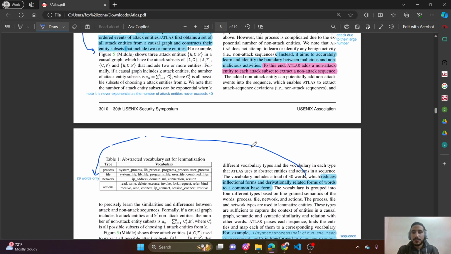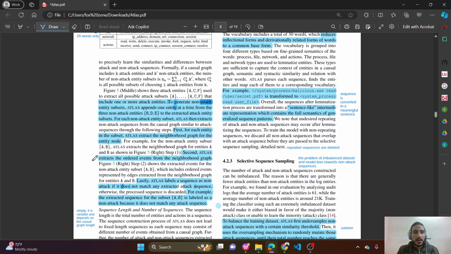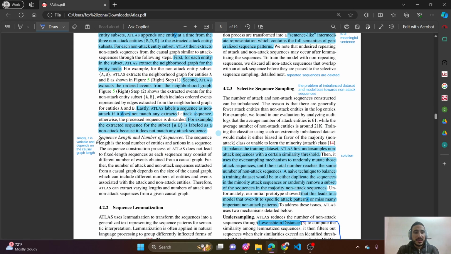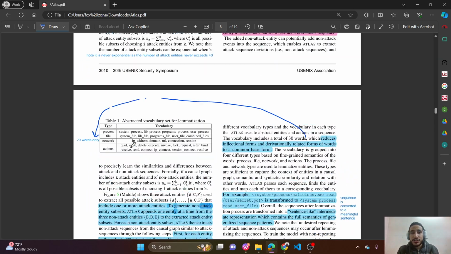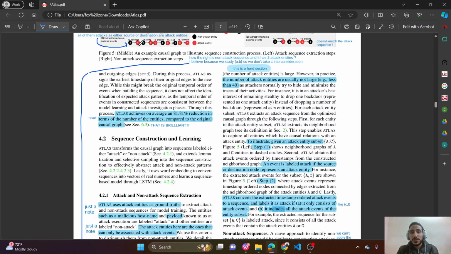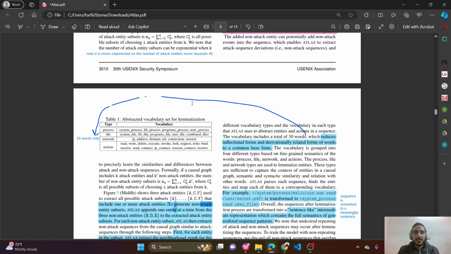And here, simply it is variable and depends on the causal graph. Here we have some information about the sequence length and the number of sequences. Actually, they are not independent. It depends on the causal graph. If the causal graph is huge, this sequence is going to be larger than 6 events. Here are 5 events. But if it is small, it is going to be smaller in length.